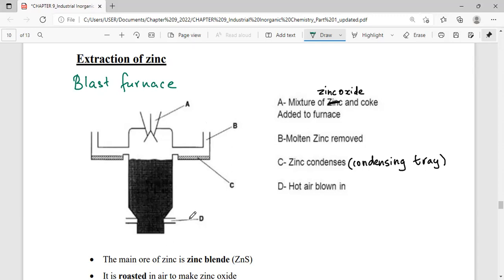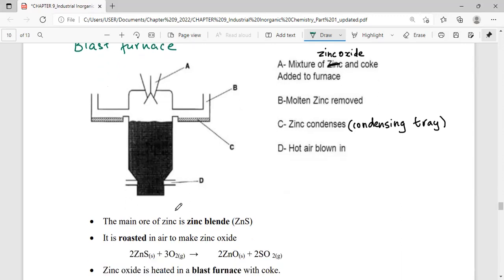Yes, good. So here you see a condensing tray. In the blast furnace for the extraction of iron, there's no condensing tray. So let's see how the reaction happens. The name of the ore for zinc is zinc blende. In this zinc blende, zinc is present in the form of zinc sulfide.